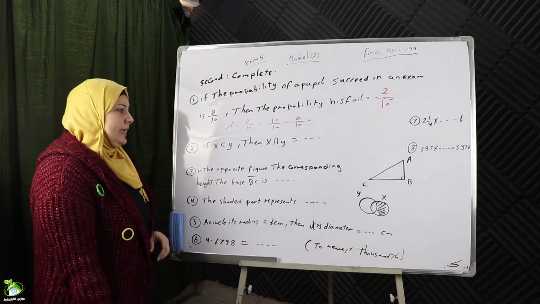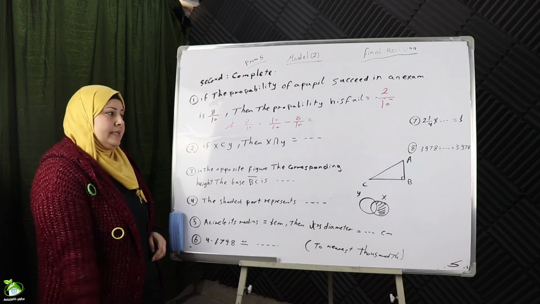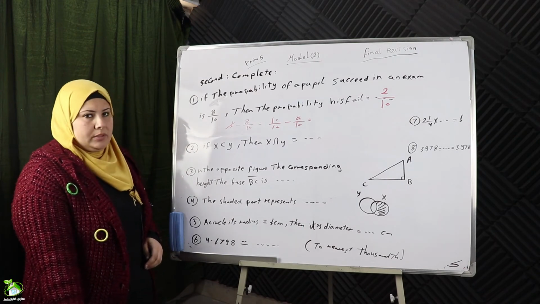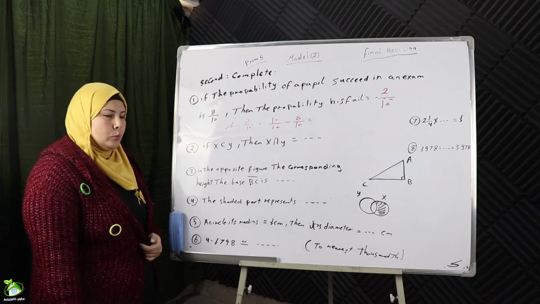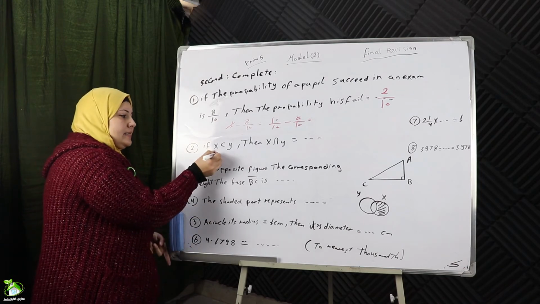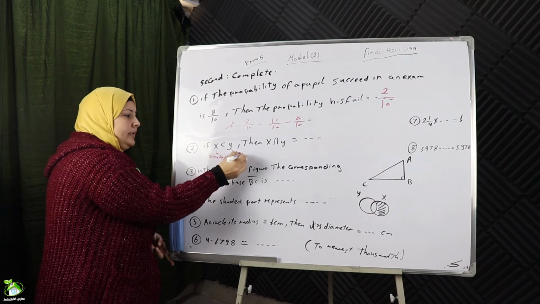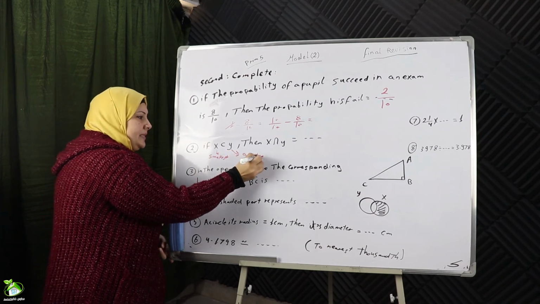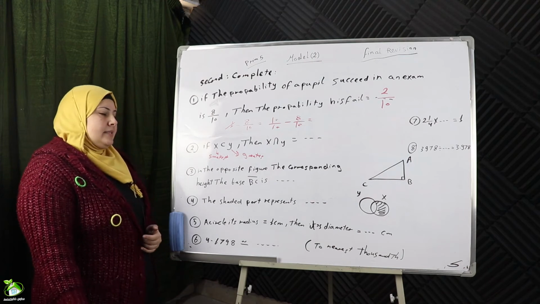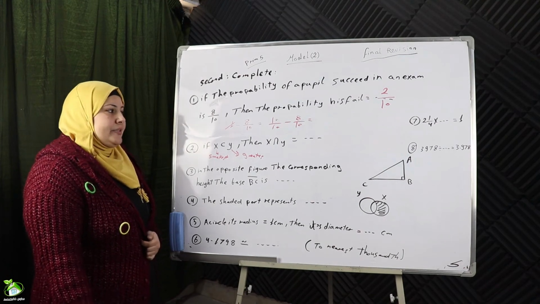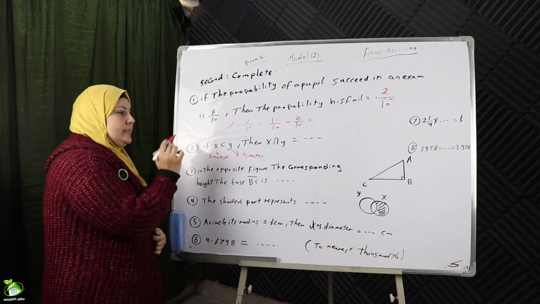Number 2. If x is a subset of y, then x intersect y equals... X subset of y means x is the smallest set and y is the greatest set. X subset of y, then x intersect y equals the smallest set, x.